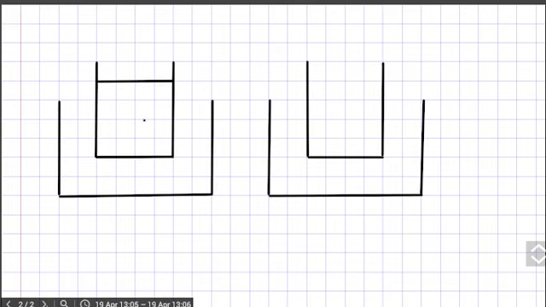Isothermal process is when the temperature is constant. Okay, you know this very well. Now I am drawing some figure. So for explaining isothermal process, I have drawn here this figure.